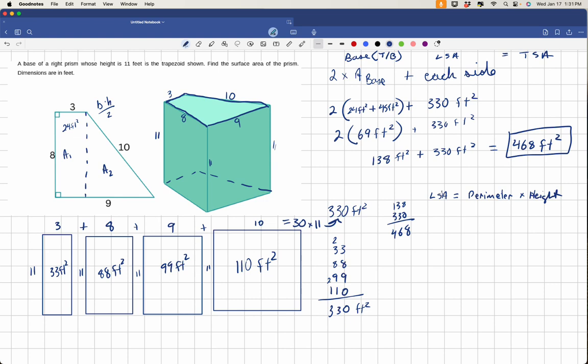Okay? All right, I hope that explains that well. But that's all you're doing. You're just getting 2 of these and then each individual side and adding it all together. That's basically all you're doing. The way you do that is the way that makes sense to you. All right, let's look at the other one.